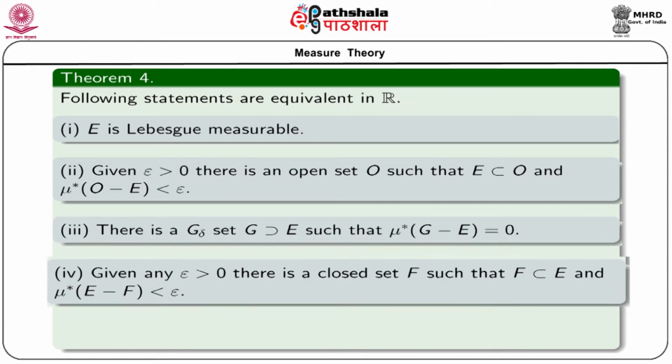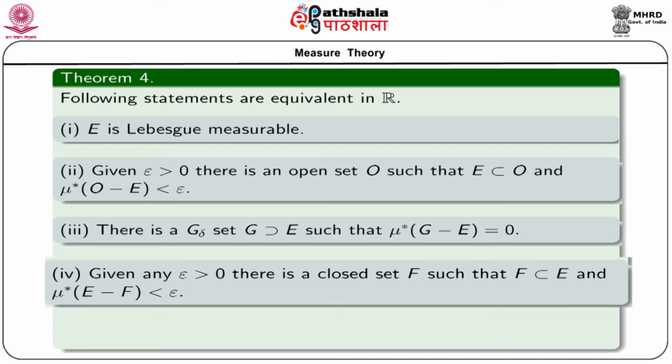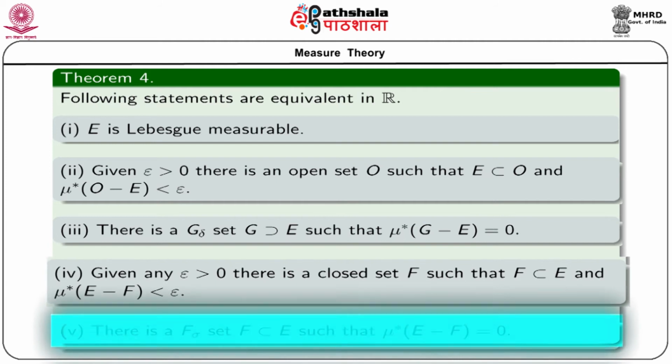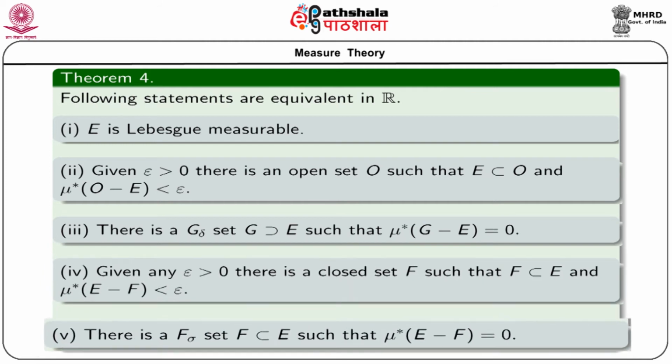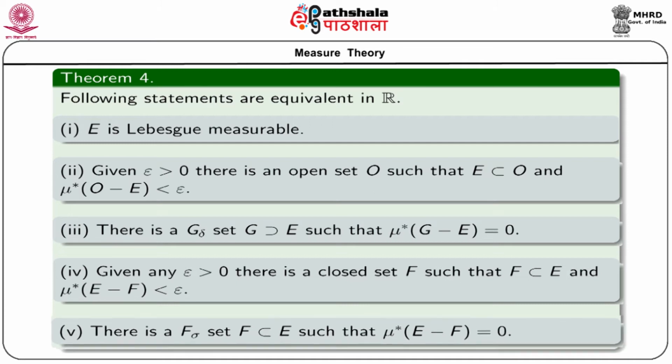Fourth, given any epsilon greater than 0, there is a closed set F such that F subset of E and mu star of E minus F is less than epsilon. And fifth, there is an F sigma set F subset of E such that mu star of E minus F is equal to 0.